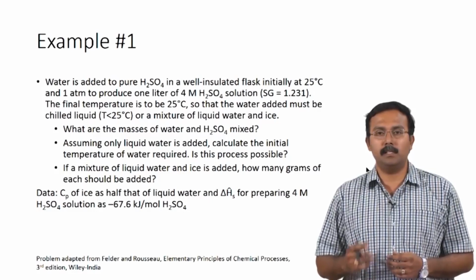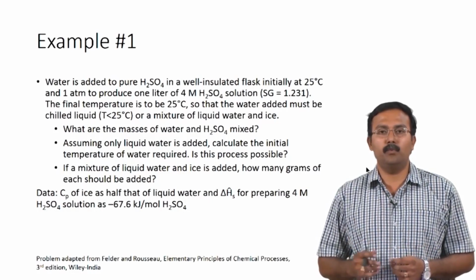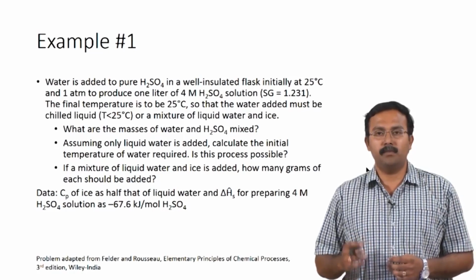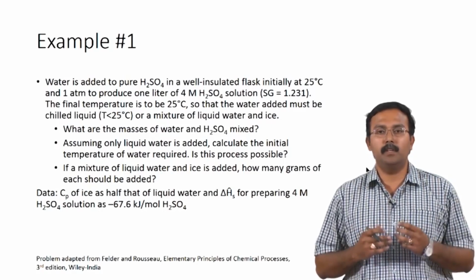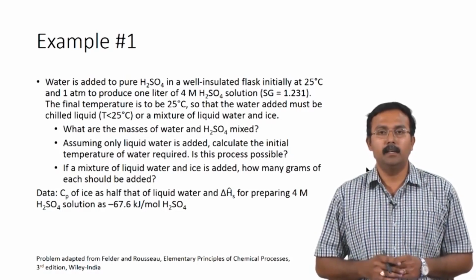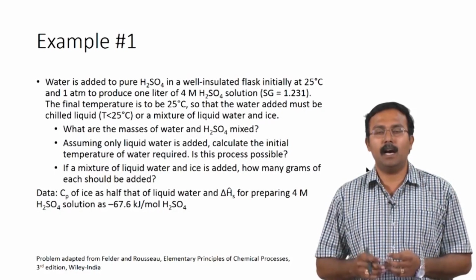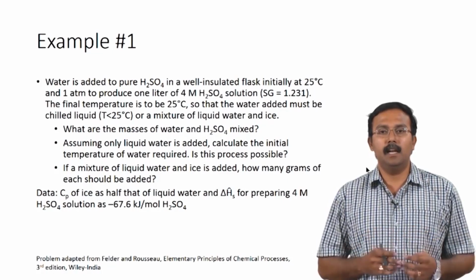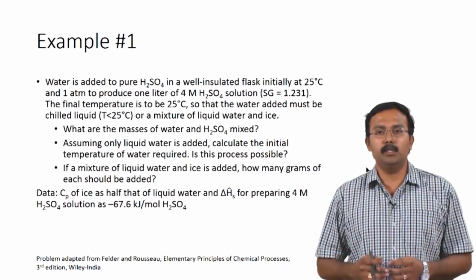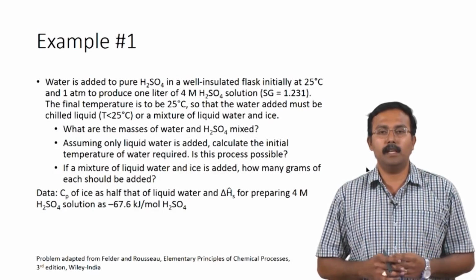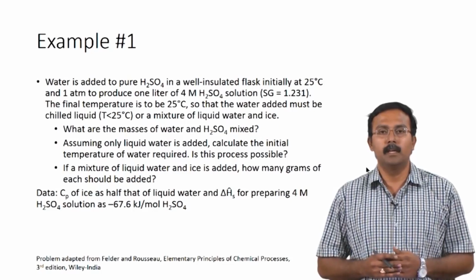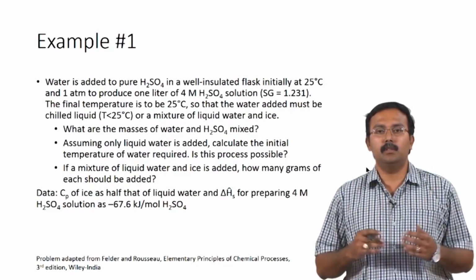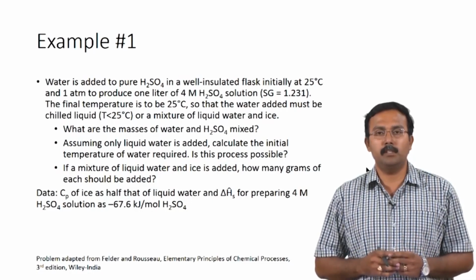Assuming only liquid water is added, calculate the initial temperature of water required. Is this process feasible? If a mixture of liquid water and ice is added, how many grams of liquid water and how many grams of ice need to be added? You have been given that Cp of ice can be used as half of that of liquid water, and delta Hs, which is the heat of solution for preparing 4 molar sulfuric acid solution, is given as minus 67.6 kilojoules per mole of H2SO4 dissolved in the solution. So, we have all this information. So, let us see how we can go about solving this problem.